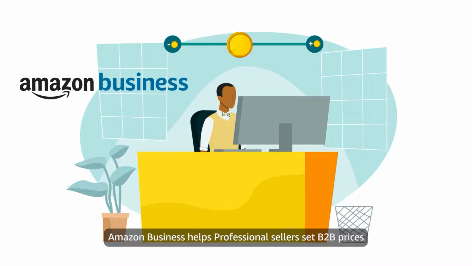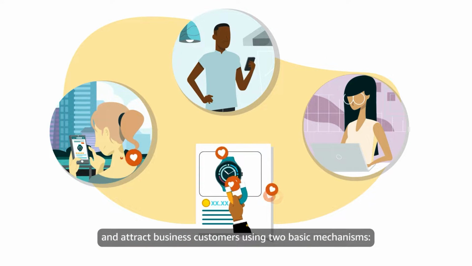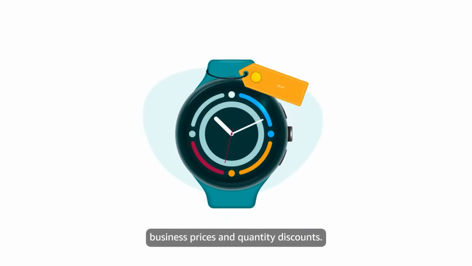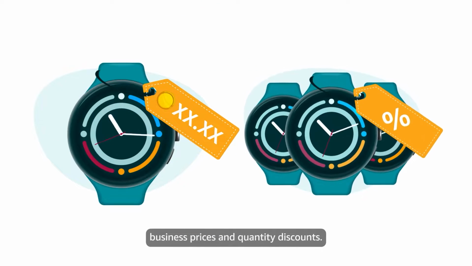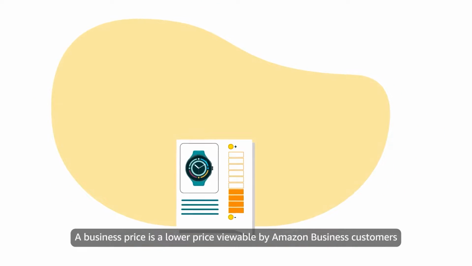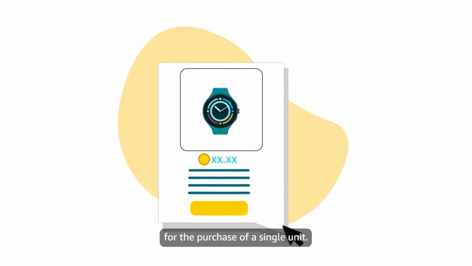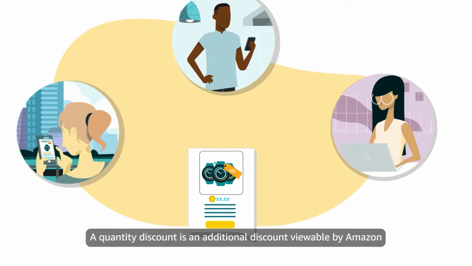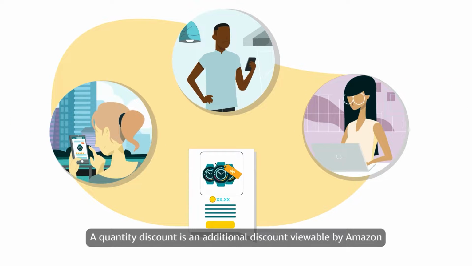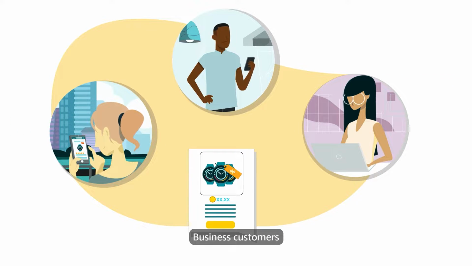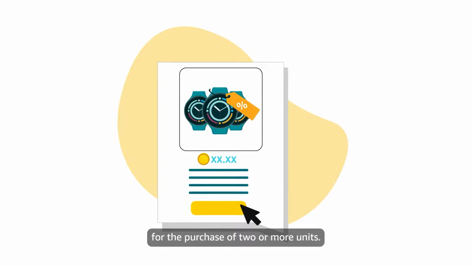Amazon Business helps professional sellers set B2B prices and attract business customers using two basic mechanisms: business prices and quantity discounts. A business price is a lower price viewable by Amazon Business customers for the purchase of a single unit. A quantity discount is an additional discount viewable by Amazon Business customers for the purchase of two or more units.